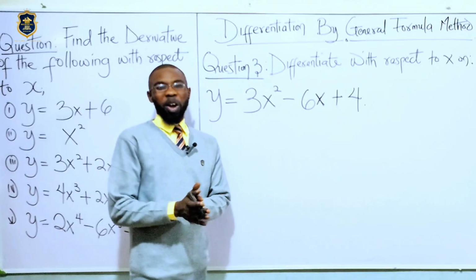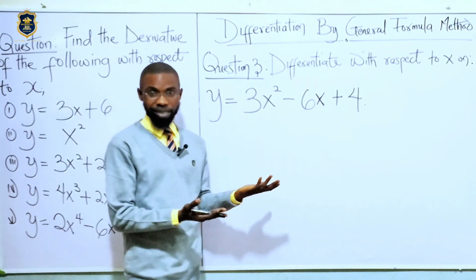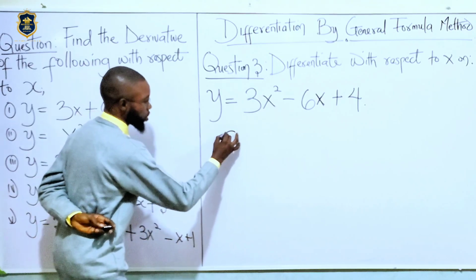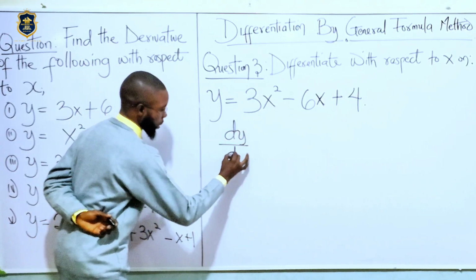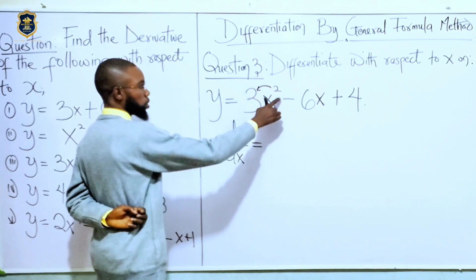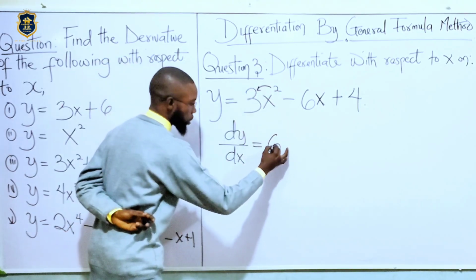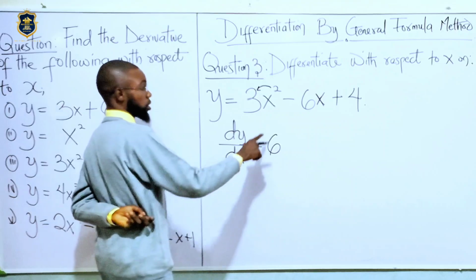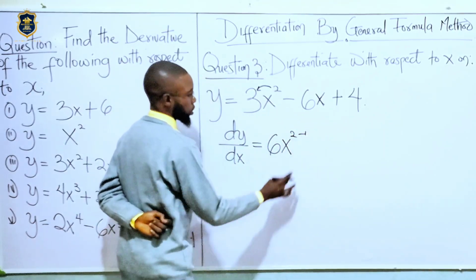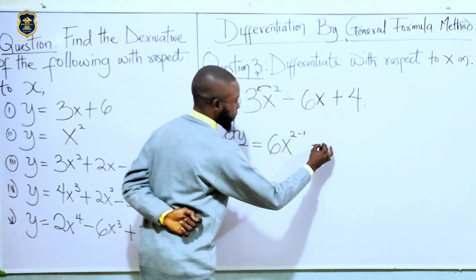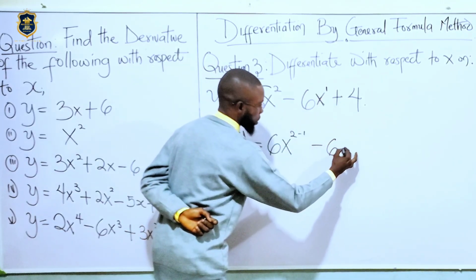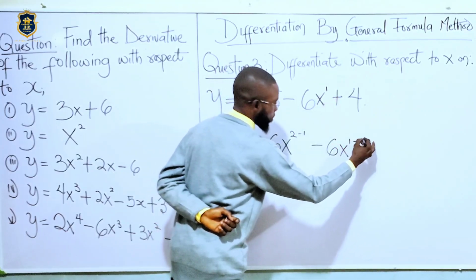Alright, so looking at this should be easy. We know what we're targeting. If we are differentiating this, our dy/dx becomes what? These two multiply this 3, 2 times 3, which gives us 6. Just going straight to the answers. Then our x will remain, then we have 2 minus 1. Then minus 6, raised to the power of 1 here, so 1 times 6 is 6x, and the 1 here will minus 1.